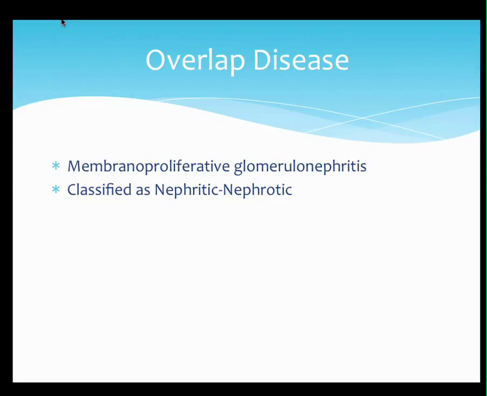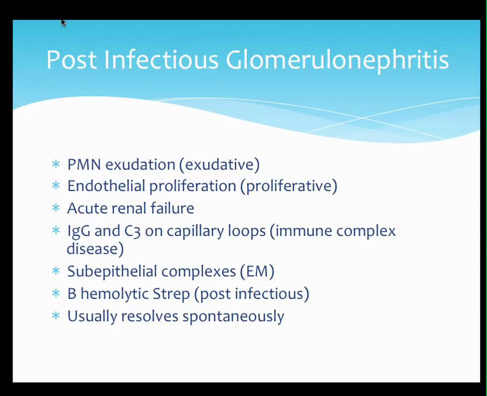There is an important disease process which is actually an overlap disease between nephritic and nephrotic syndrome because it is associated with glomerular inflammation and red cells and often red cell casts in the urine, but also it has a large amount of protein excretion usually. Therefore, this is classified as both a nephritic and a nephrotic syndrome. At the end of this particular video, I will talk a little bit about membranoproliferative glomerulonephritis. So let's take a look at post-infectious glomerulonephritis.